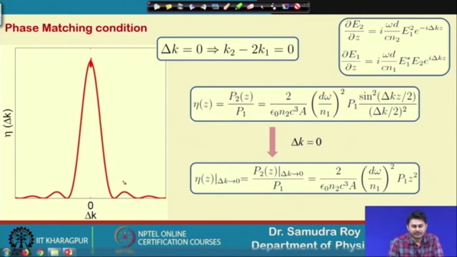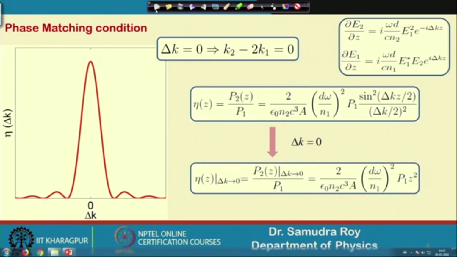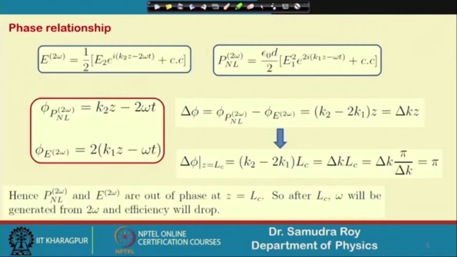So, in order to have the maxima, what is the condition? If I see here, delta k equal to 0 is the condition for which we are getting maxima. So, when we get the maxima at delta k equal to 0, this is the condition and this is the value of the efficiency, and this efficiency we can see is now proportional to z square that we have mentioned. Okay, this portion we understood because this is the old thing that we are going to do.